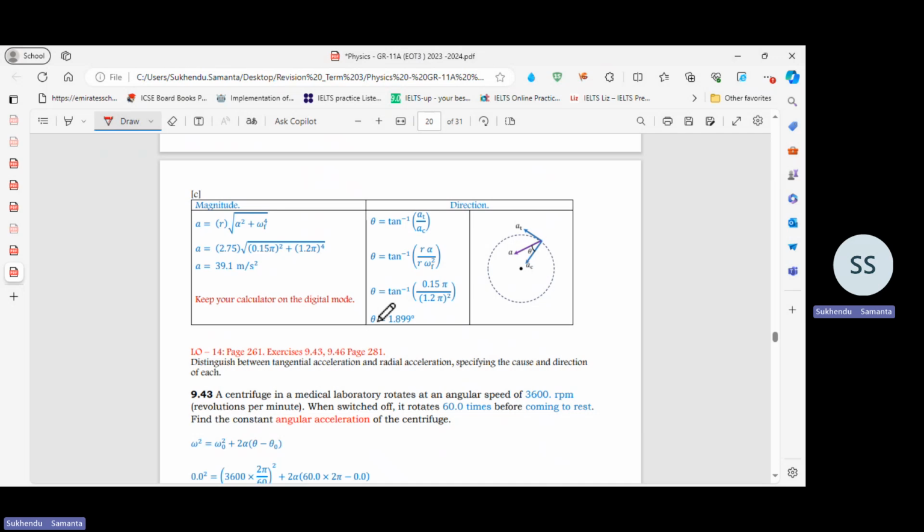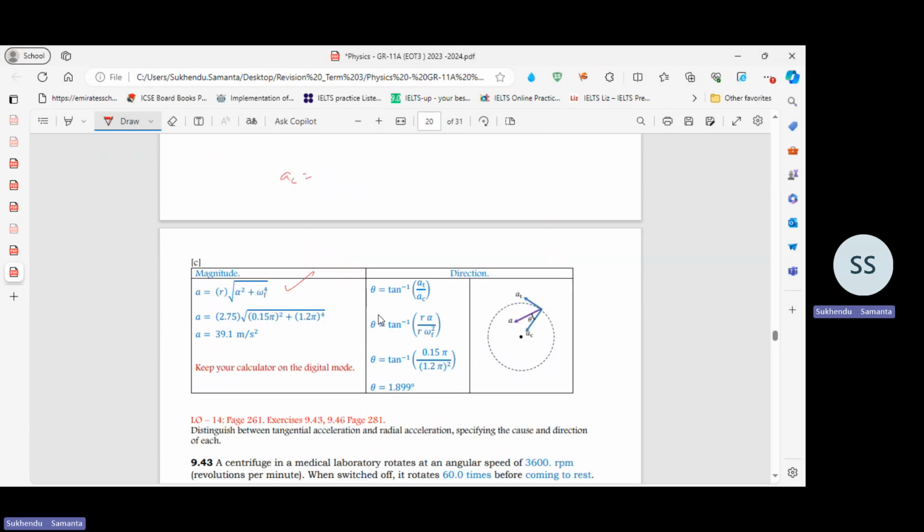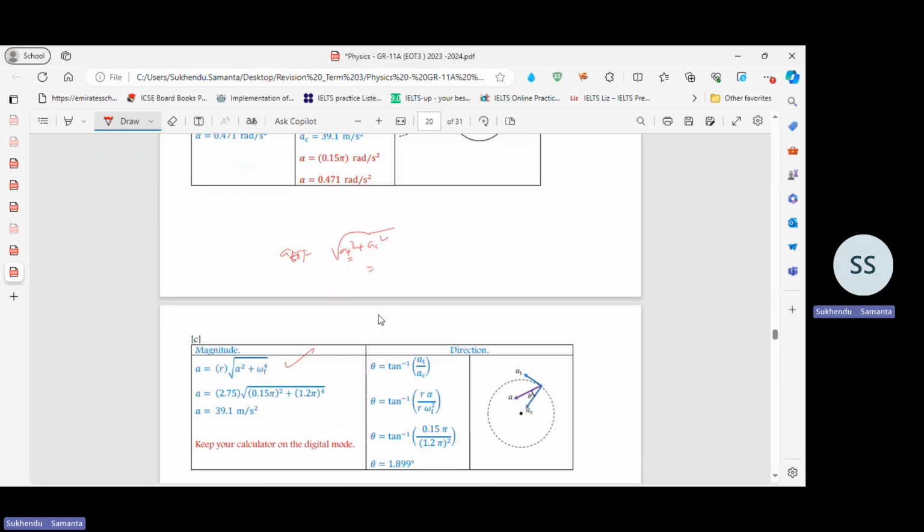So this is your direct formula to calculate the centripetal acceleration of an object. I hope you remember the formula. So A total is equal to the square root of AT squared plus AC squared. Just substitute the values of AC and AT, then you will get R times the square root of alpha squared plus omega to the power 4.